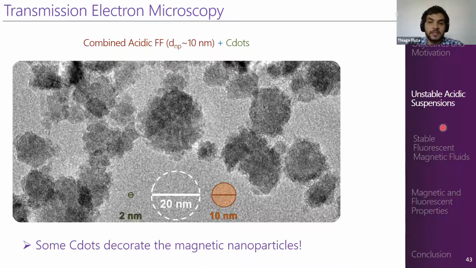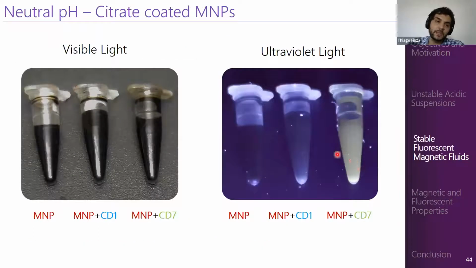So let's try to stabilize them at neutral pH. As you can see here, in visible light, the addition of CD1 or CD7 to the ferrofluid does not really change their appearance. However, in ultraviolet light, we can see that both of them fluoresce, and the case for CD7 is way stronger.